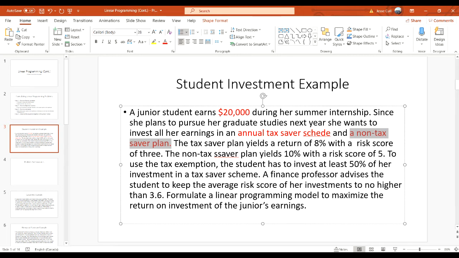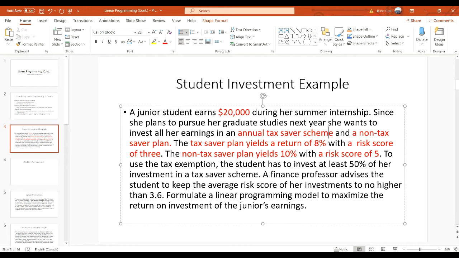The tax saver plan yields a return, so tax saver is 8%. It has a risk score of 3. The non-tax saver yields 10% with a risk score of 5. So we have a lot of key information here. I'm just going to correct a couple small mistakes I've made.